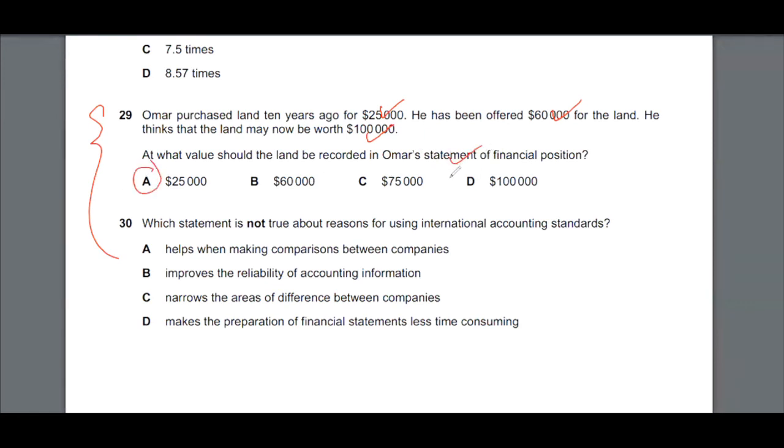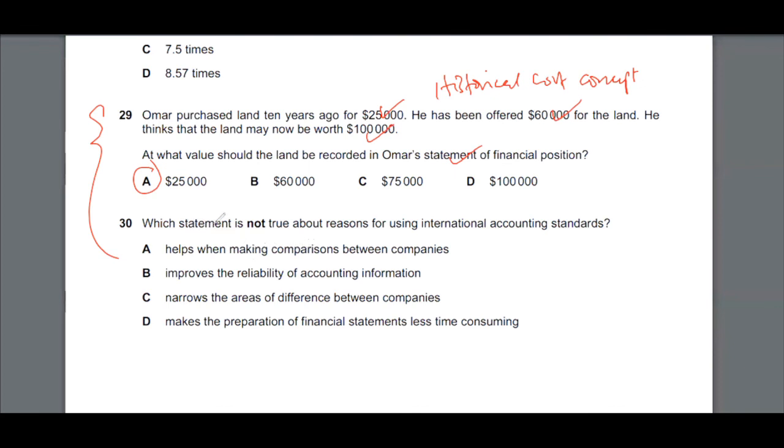The answer to multiple choice 29 is option A. This is because of the historical cost concept. You remember the historical cost concept, right? This is about accounting principles. It says that no matter what the asset is worth 10 years or 20 years down the road, the asset is still recorded at the cost at which the company purchased it. So Omar purchased the land for $25,000, and he will still record it on the statement of financial position at $25,000, no more, no less. So it's still going to be $25,000 on his balance sheet.